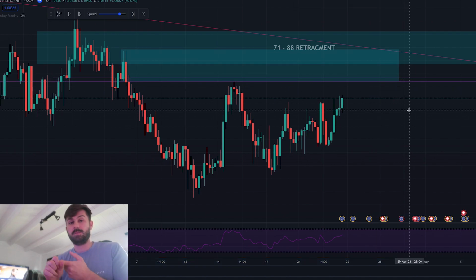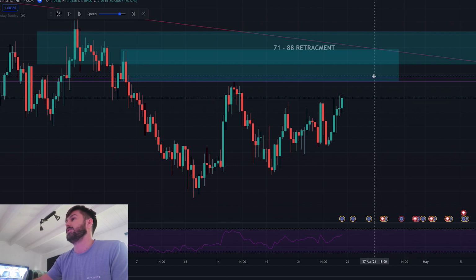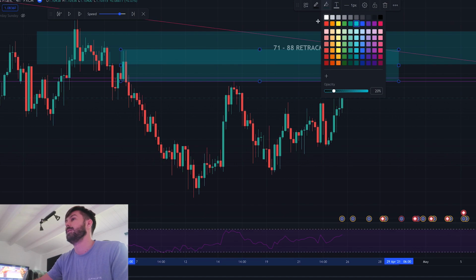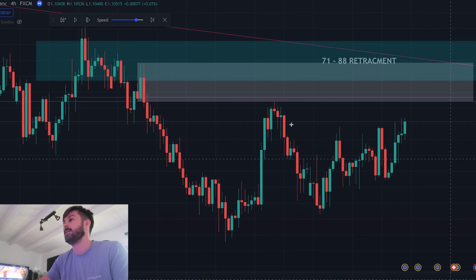Not only does it line up with a daily and a weekly, it's also unmitigated, and it's also a candle that broke structure to the downside. So this candle was the last up move before breaking down liquidity to the downside, right? Or taking liquidity to the downside. Let me just change the color of it to make it easier for you guys to see what I'm on about. Okay, so I'm looking at this area.